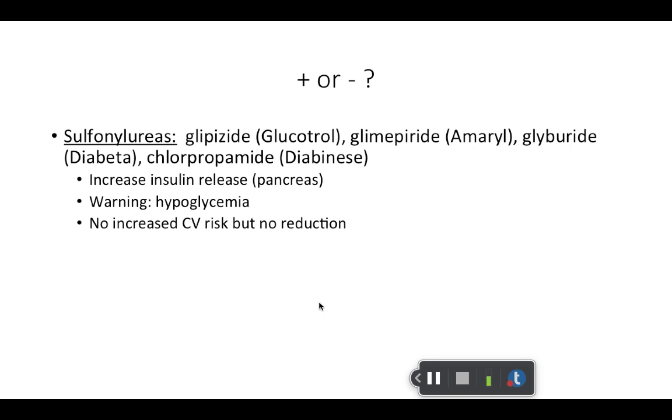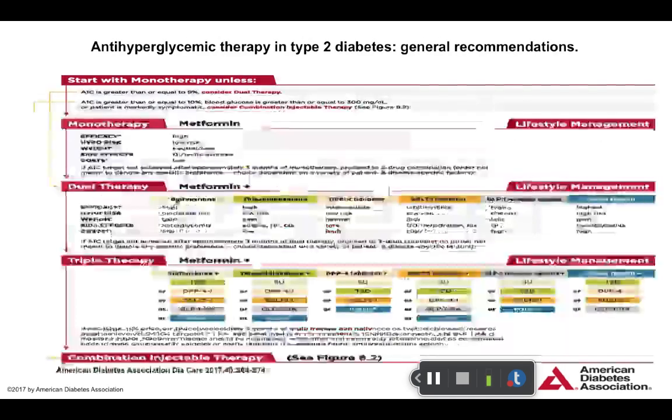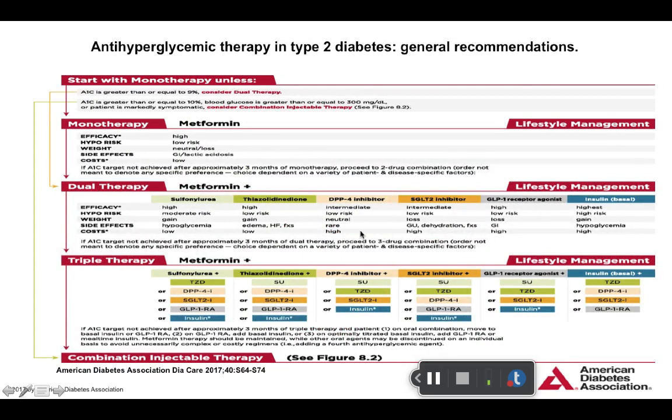Okay, so these next slides are just a little bit of review, but also some pros and cons of some of these second and third line agents. First off, we have these sulfonylureas, listed there with their brand names. Mechanism of action review: they increase insulin release. You have to be concerned with these, so definitely a star here with hypoglycemia. With all the anti-diabetic agents, you have to be concerned with hypoglycemia, but some are worse than others at causing that. And you'll notice going back here too, they have the hypo risk, so that may be beneficial for studying purposes.